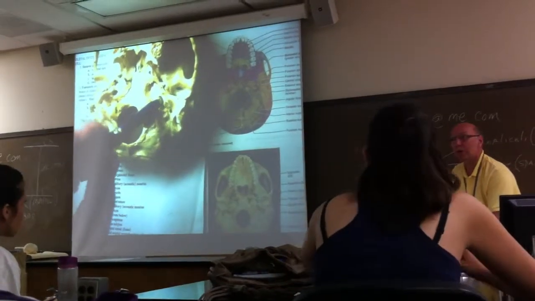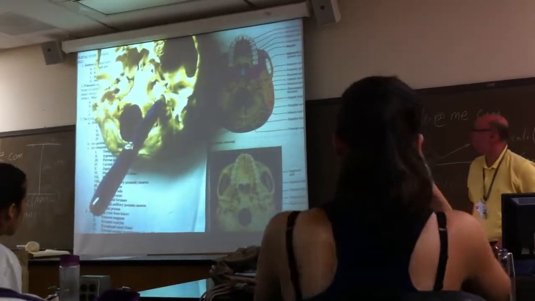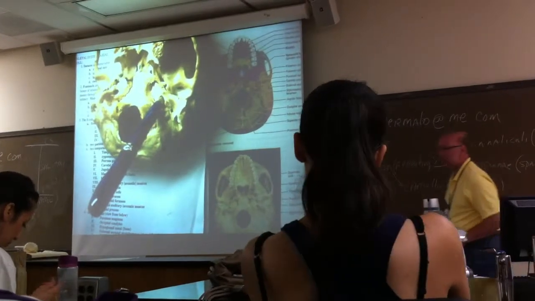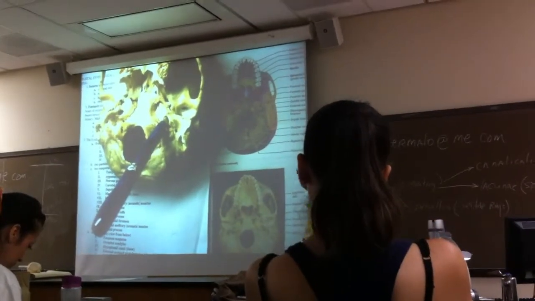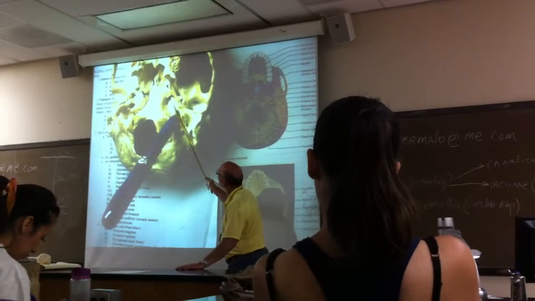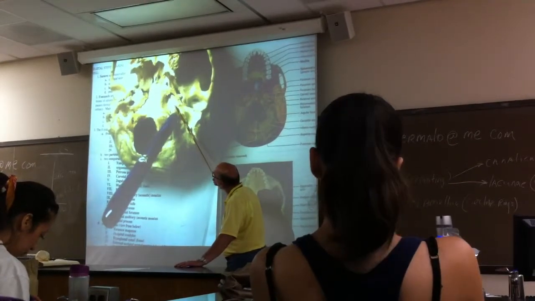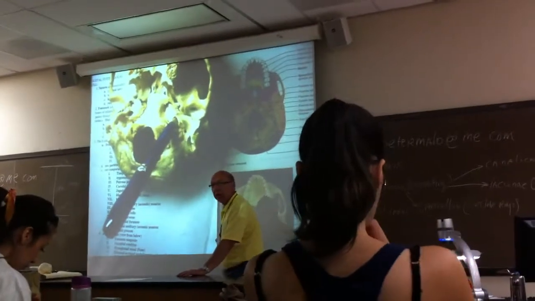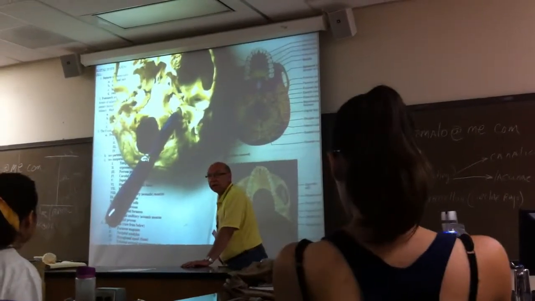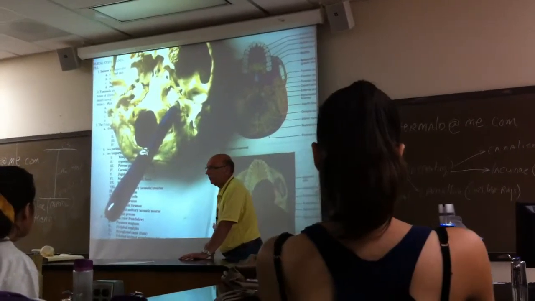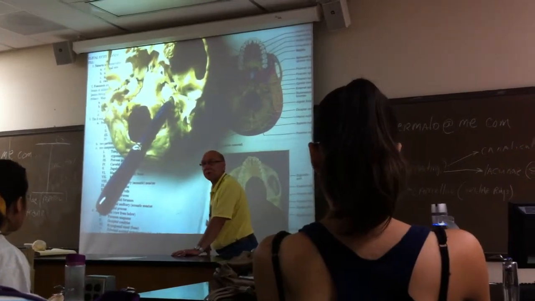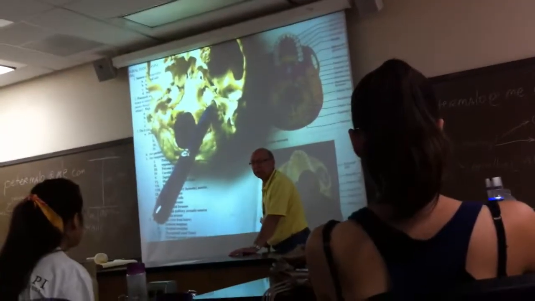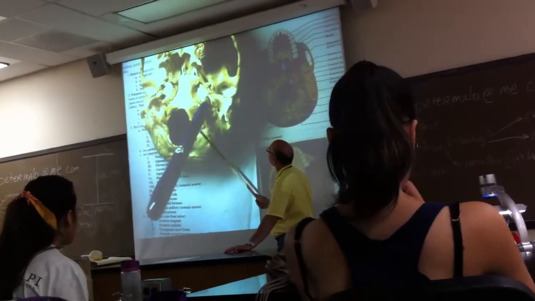Now, what will happen is, you may have a tag on here with a number, and there'll be an arrow pointing to this, and it'll say, name this hole. That hole is a foramen. A foramen is a hole in bone that passes nerve, muscle, or artery.